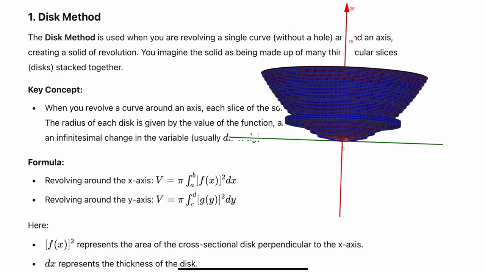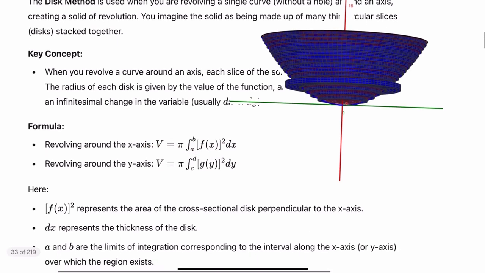Let me recap this. Revolving around the y-axis, you have to use dy. You need to change your function from f of x to f of y or g of y, and you use it here. We will do one example and you will see exactly this. Revolving around the x-axis, you keep your f of x as it is and you use this formula.